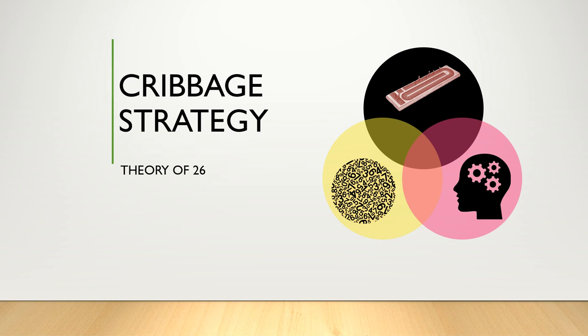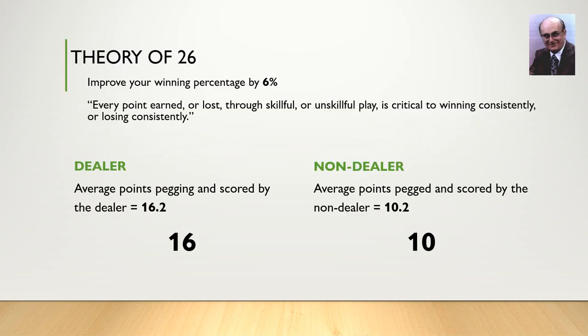Let's dive in. The Theory of 26 was developed by DeLynn Colvert. I mentioned him in the video I did on expected average. DeLynn Colvert was a champion cribbage player who also wrote a book called Play Winning Cribbage. It's an excellent book on cribbage strategy that you need to check out. This theory comes straight out of that book.